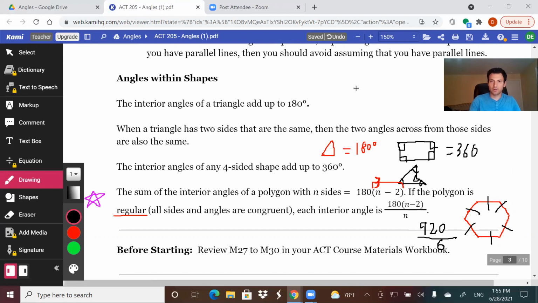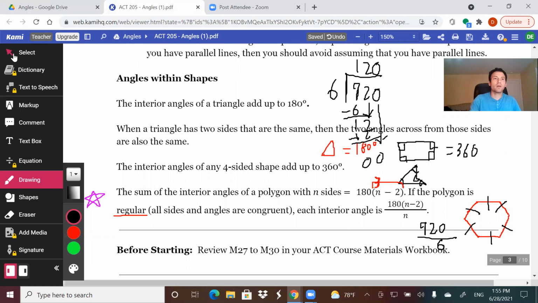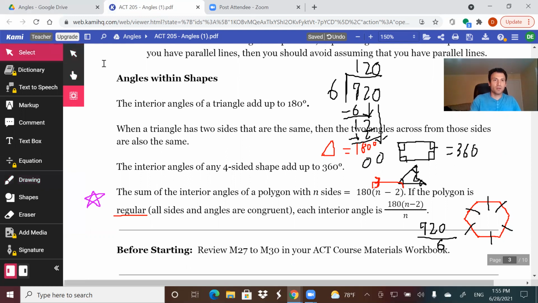So in this case, 720 divided by 6, we might as well do some long division. So 1, 6, subtract that, bring down the 2, and that goes in twice. So that gets us 12. Bring down the 0. So we're looking at 120 degrees for each side. Anyway, let's go right into the problems here.